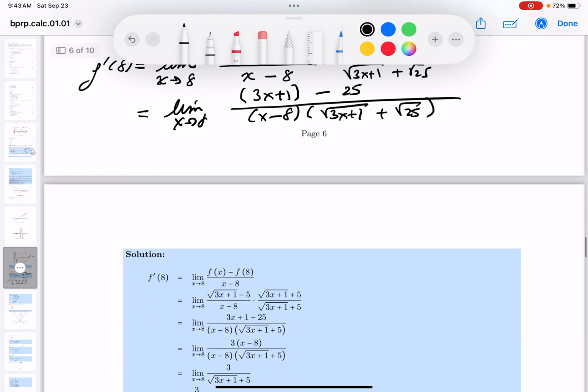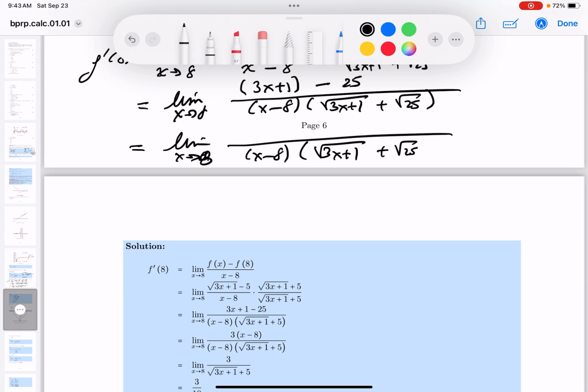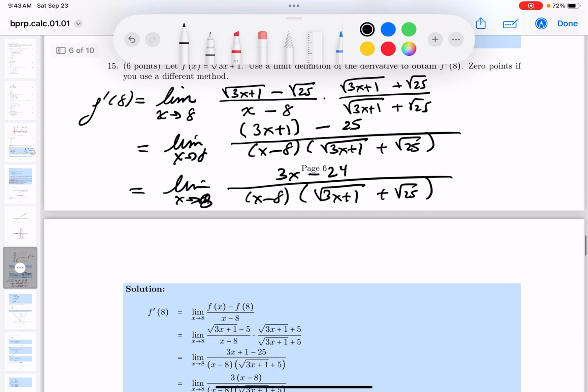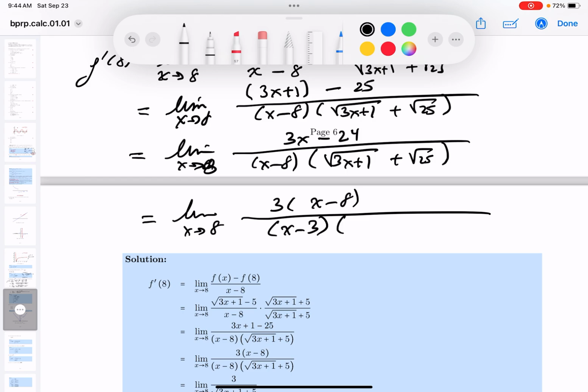All right? Kind of looking crazy at this point, but I'm going to keep moving. Limit x goes to 8. Sorry, this is x minus 8. That's my problem, by the way. The root of 3x plus 1 plus the root of 25. Now, looking at the top, what do I get? I actually get 3x minus 24. But again, it's looking kind of crazy. So I'm going to factor the top. You get 3, and then you get x minus 8, which is really what I was hoping for. I want a cancellation over here. We'll talk about that in a moment.